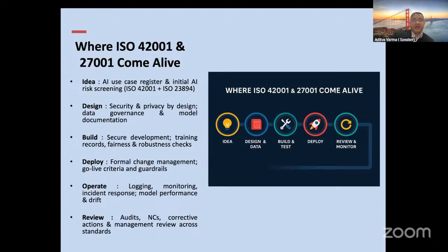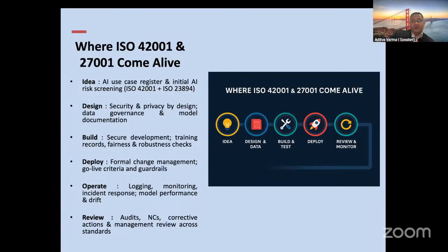During the operate stage, ISO 27001 drives logging, monitoring, and incident response, while ISO 42001 extends this to AI-specific monitoring: model performance, drift, and harmful or unexpected outputs. The operate stage is very important. And honestly, you'll only reach the operate stage correctly if you have done your previous stages properly.